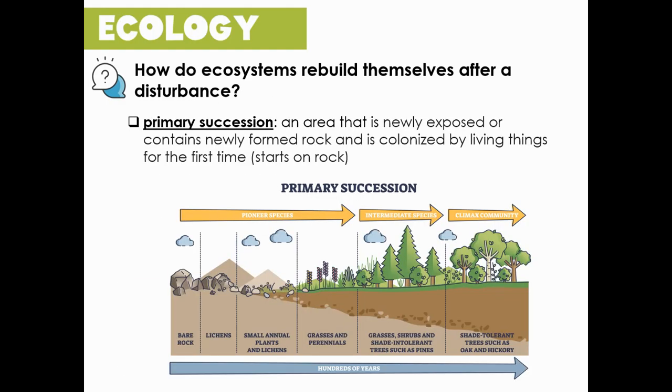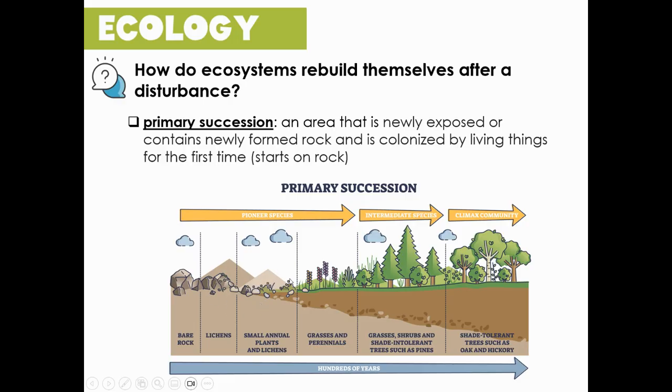The next question is, how do ecosystems rebuild themselves after a disturbance? So it's important to note that ecosystems can change, they can be disturbed. And so in some cases, like with a volcanic eruption or when a glacier retreats, an ecosystem has to start fresh. And when it starts fresh and has to rebuild itself on bare rock, we call this primary succession. So this is an area that's newly exposed or contains newly formed rock, and it's colonized by living things for the first time. And remember, these organisms that colonize first are called pioneer species.